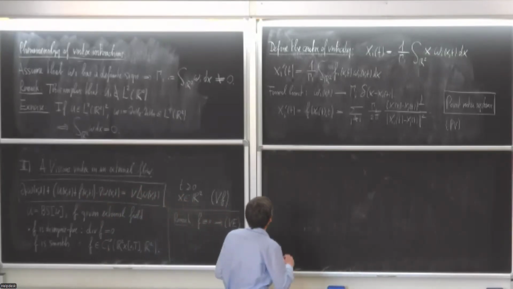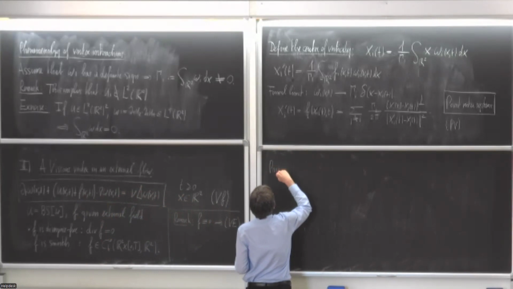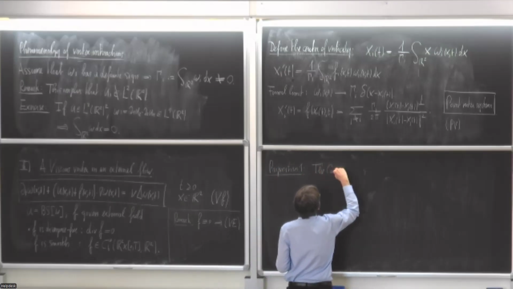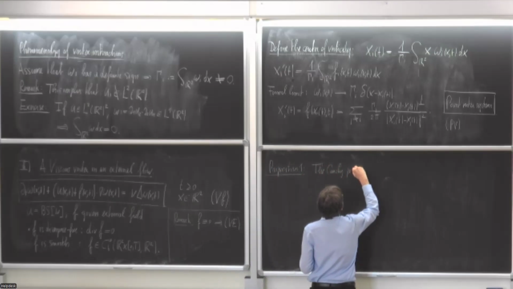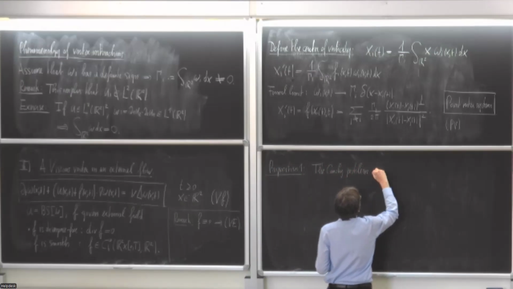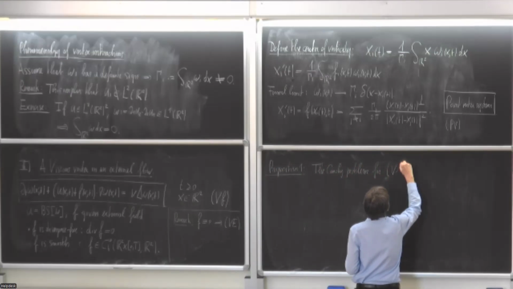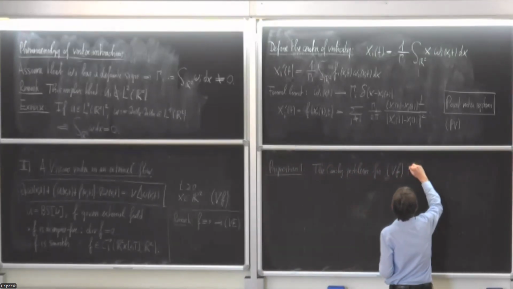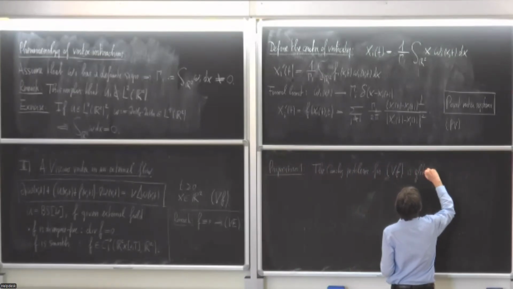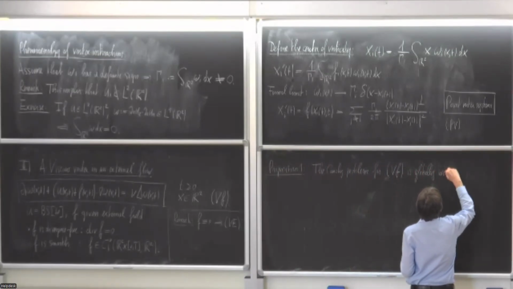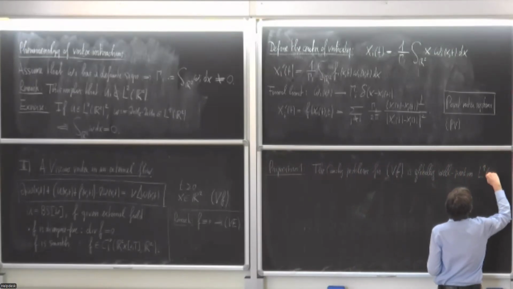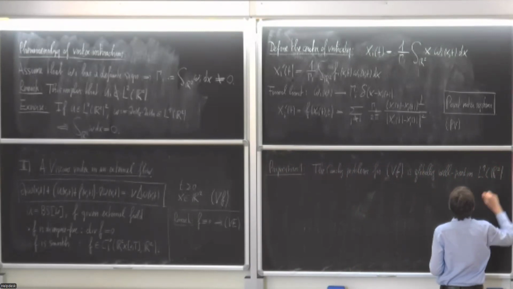So for instance, you have Proposition 1. The Cauchy problem for this vorticity equation with the additional term F is globally well posed in the critical space L1 of R2.